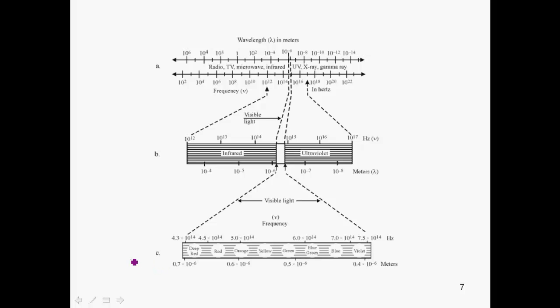So the wavelength of visible light spans from 0.7 times 10 to the negative 6, which is 0.7 micrometers, that's for red, to 0.4 micrometers for violet, this is red, or the one we prefer is 700 nanometers for red, and this is 400 nanometers for violet. Okay? So you need to know that.